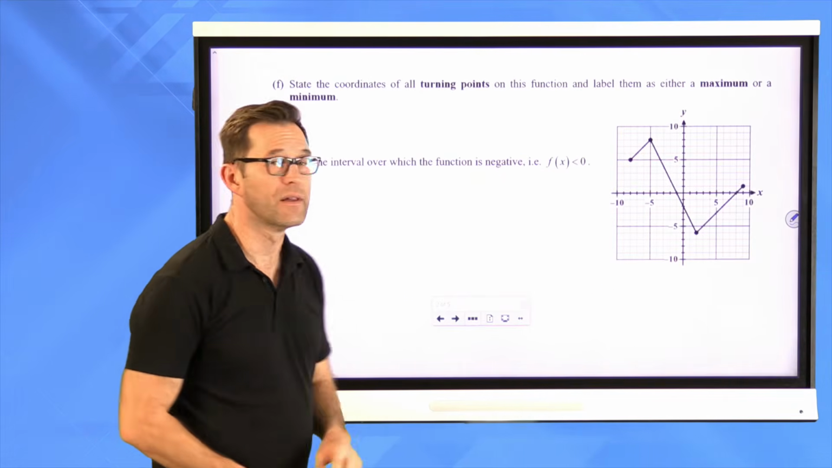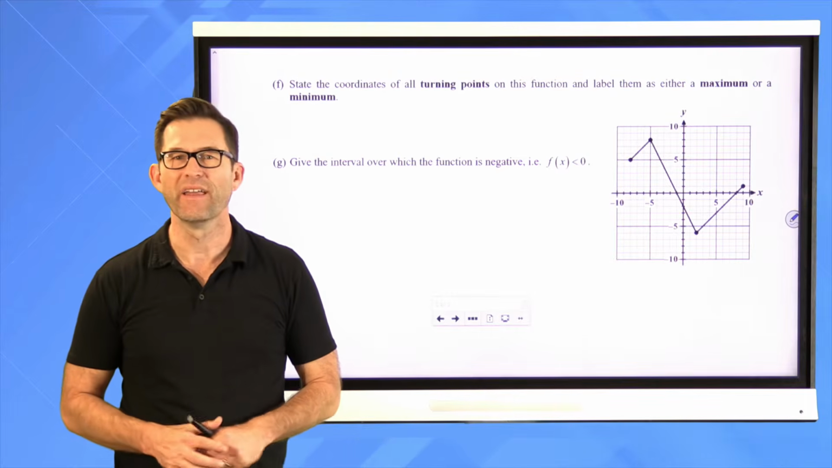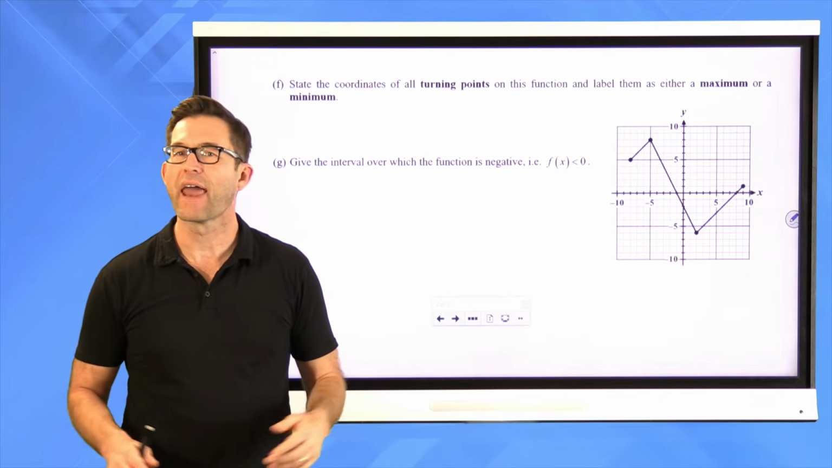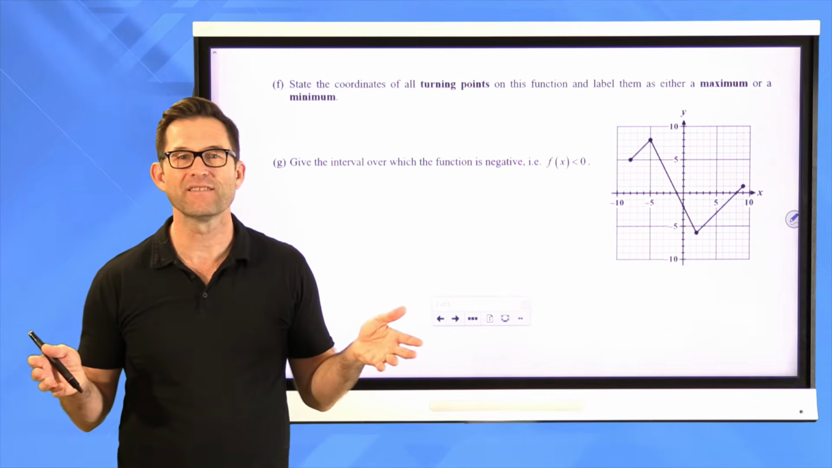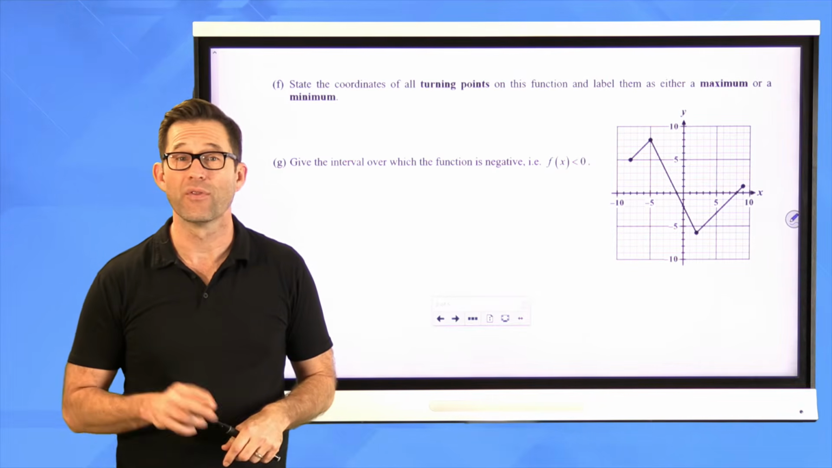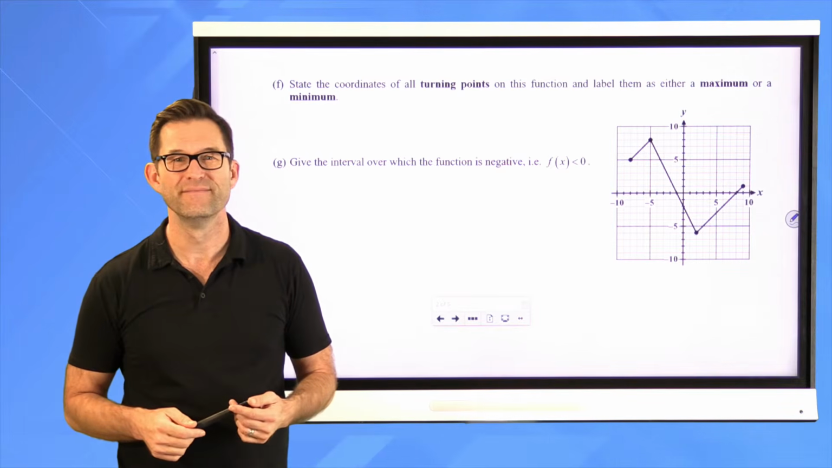Let's keep going. Letter F. State the coordinates of all turning points on this function and label them as either a maximum or a minimum. All right. Turning points are one of the most descriptive terms for functions, and I bet if I just leave it as that, you can tell me what the coordinates of the turning points are. There's two of them. Pause the video now and write them down if you think you know them.